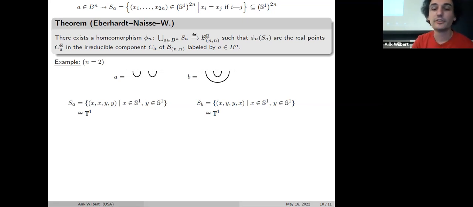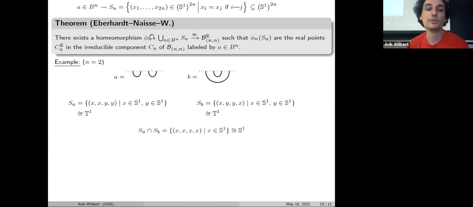Okay. So anyways, let me tell you what the real points are in the Springer fiber for (2,2), because I can now work out this picture completely. In order to understand the union, I have to understand how these things are glued. Individually, I know that I have 2 tori. So the intersection is easy to compute.